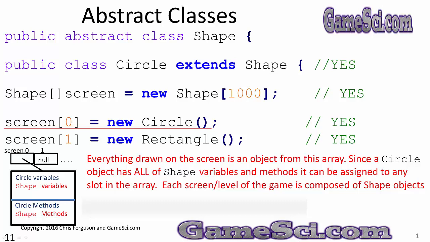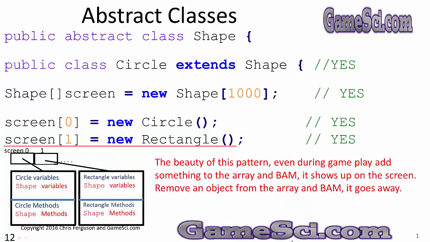Since a circle object has all of shape's variables and all of shape's methods, it can be assigned to a slot in the shape array. Each screen or level of the game is composed of different shape objects. That's what we're going to do. We're going to fill up this array with shapes, and when we're ready to draw the screen, we'll build our virtual world. Screen index number 1 equals new rectangle.